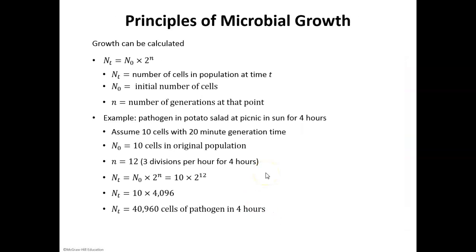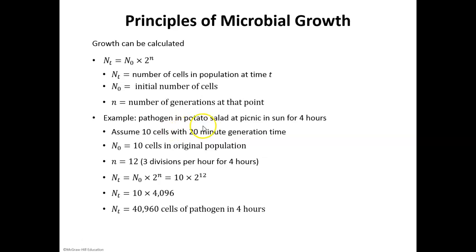So we can calculate the growth of a given microbe using this equation: N sub t equals N sub 0 times 2 to the n. The N sub t is the number of cells in a population at some time. N sub 0 is the initial number of cells that were there. And the n is the number of generations that have occurred. So let's look at an example.